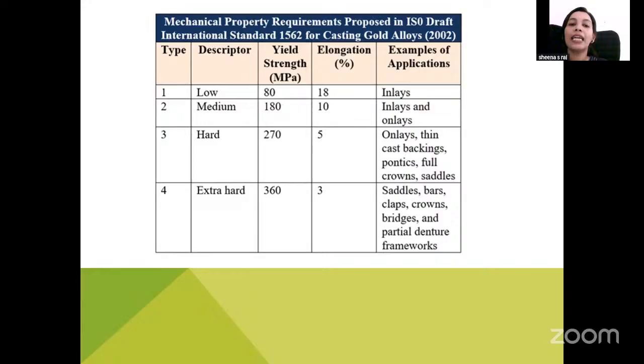The second one is the medium strength cast gold alloy, and it is used for two things, that is inlays as well as onlays. And third is the hard casting gold alloy. They are used for onlays and also pontics, full crown saddles, etc. The last is the extra hard type, which is used for bridges because it is stronger and helps in concentrating all the occlusal forces. So crowns, bridges and partial denture frameworks are made with the extra hard casting gold alloy.